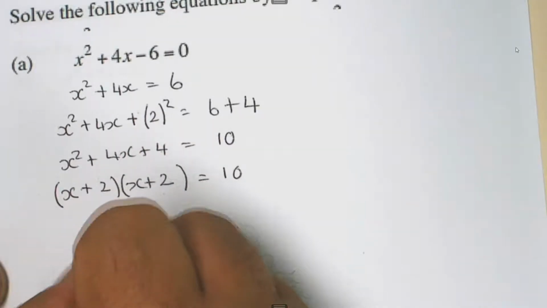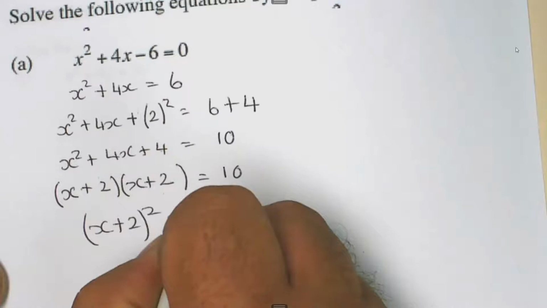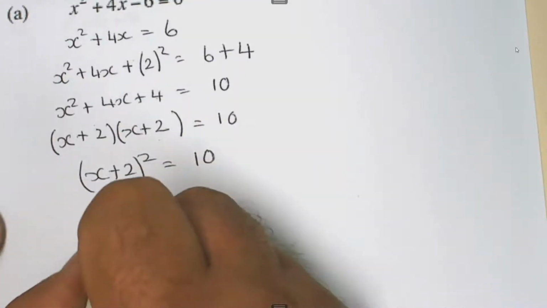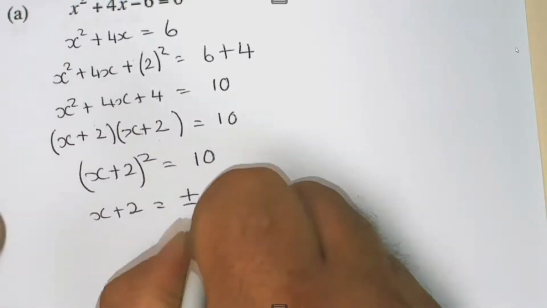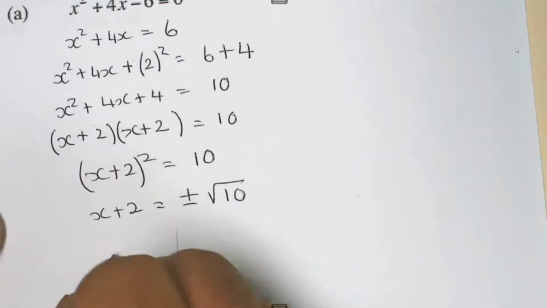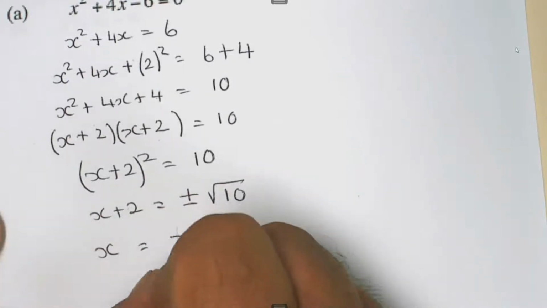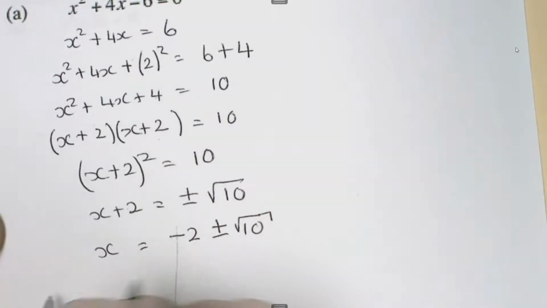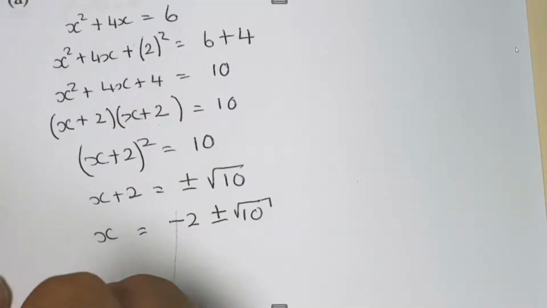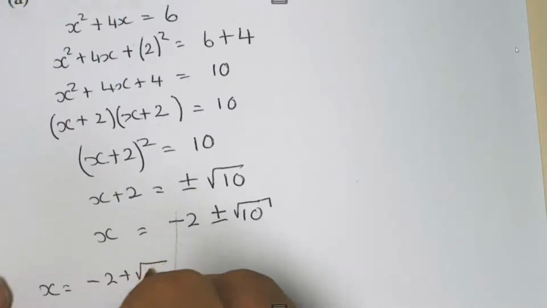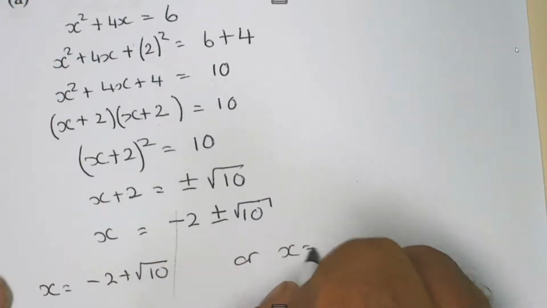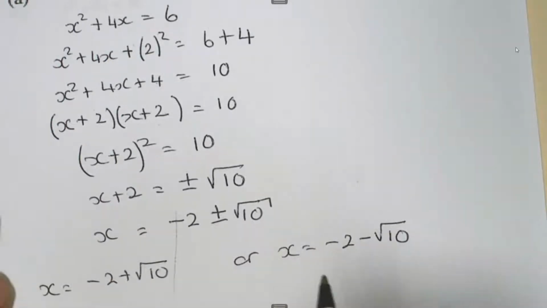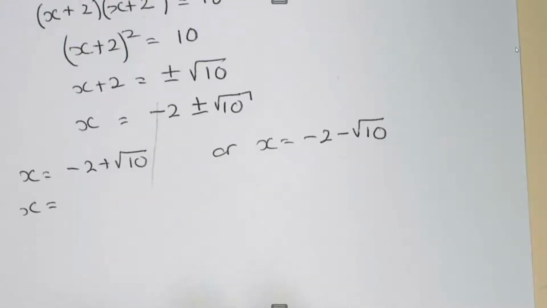So here we can say (x + 2) squared is equal to 10. And if we square root this side, we get x plus 2 is equal to plus or minus the square root of the other side. And therefore, if we take the 2 across, it becomes negative 2 plus or minus root 10. So the answer is that x is equal to negative 2 plus root 10, or x is equal to negative 2 minus root 10. And now you can just use your calculator to determine those values.